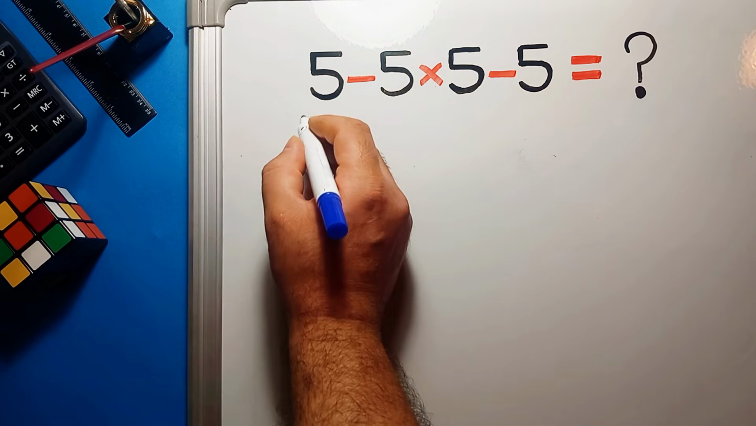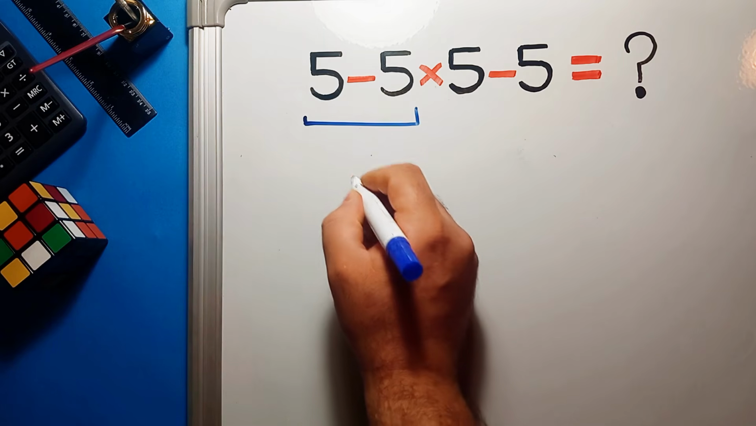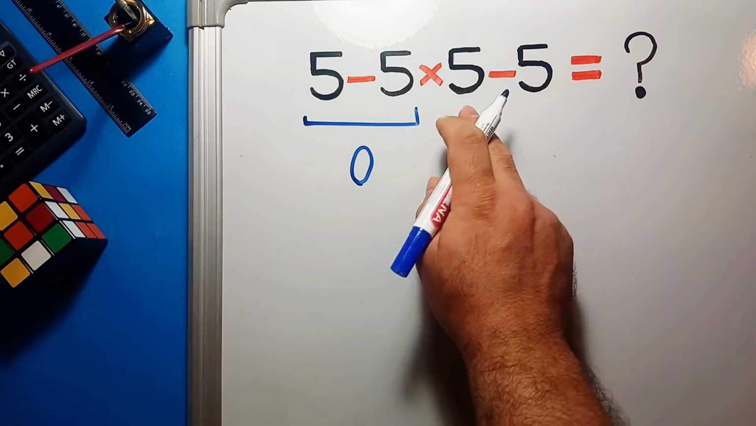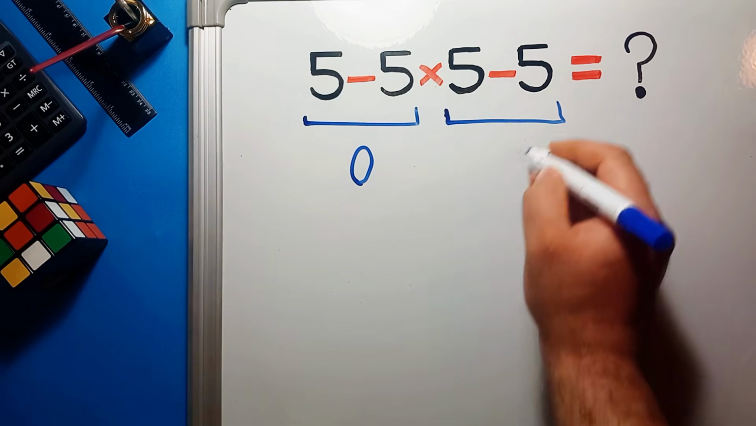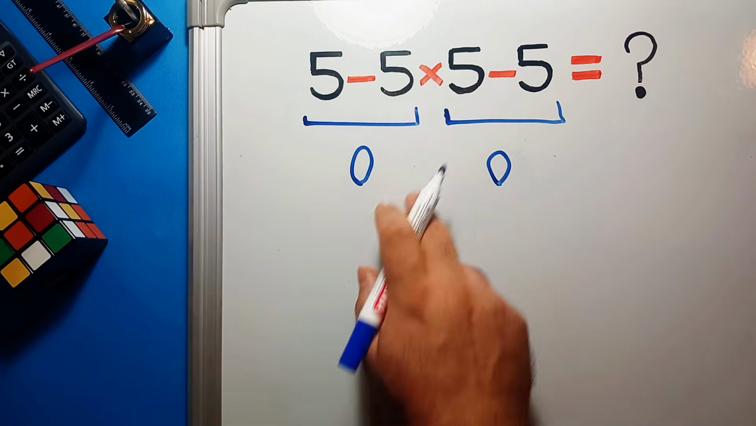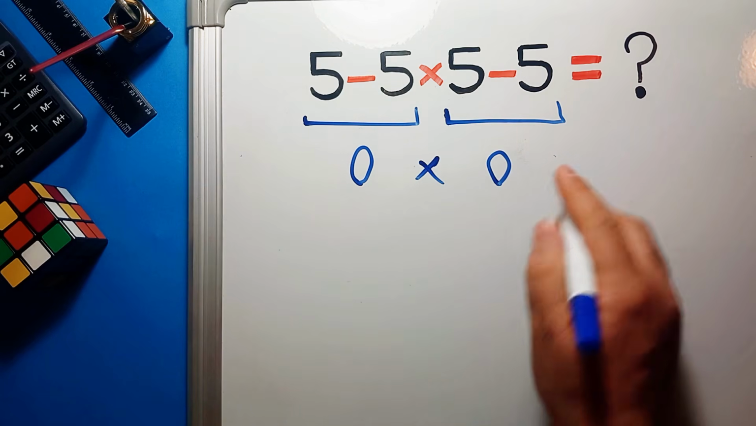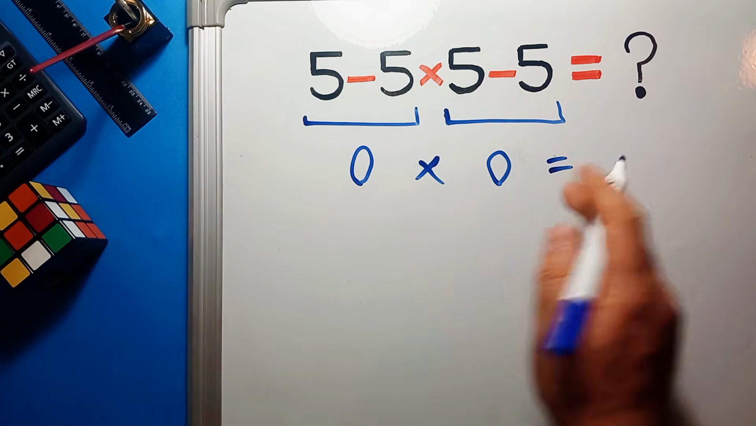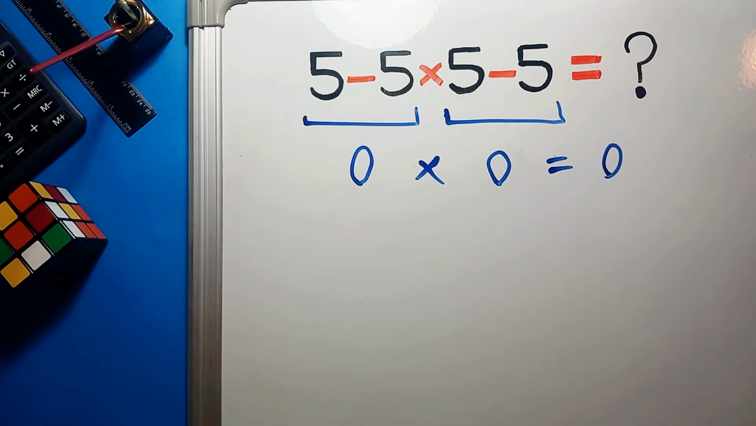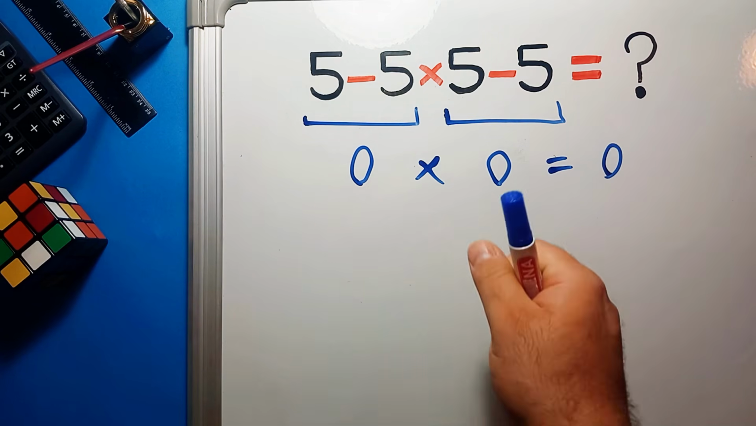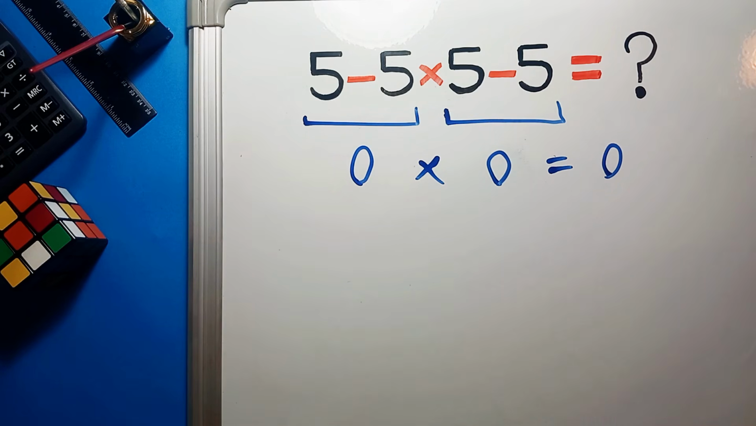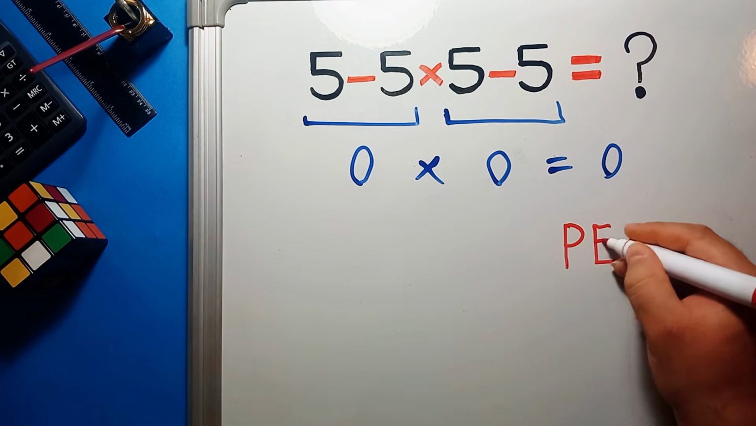People look at the left side and say 5 minus 5 is 0. Then they look at the right side and say 5 minus 5 is also 0. And now they think they have 0 times 0. 0 times 0 is 0, so they confidently say the answer is 0. That feels clever, but it completely ignores the rules.